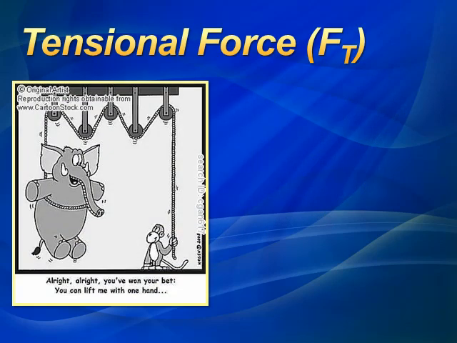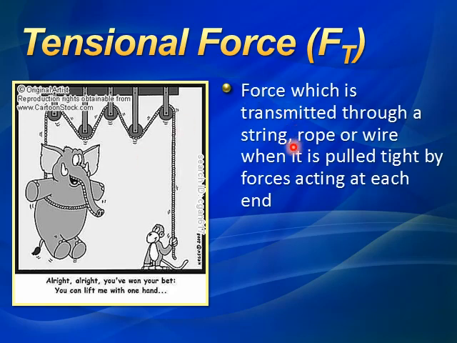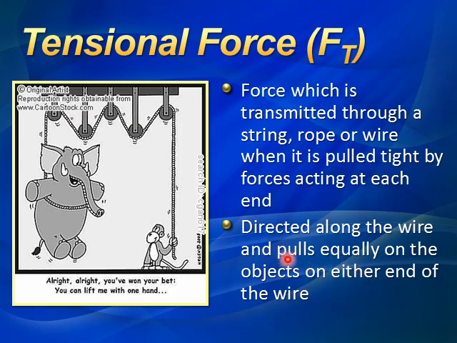Next, we have tensional force. Sometimes we also call this tension. Okay? So this is the force which is transmitted through a string, rope or wire, where it is pulled tight by forces acting at each end. So for example, on this elephant, okay, there is tension that is exerted by the rope on the elephant. So the direction of the tension force is actually running along this rope. So this is directed along the wire and pulls equally on the objects on either end of the wire. So in this case, our example is a rope. So we have a tension force acting along the direction of the rope.